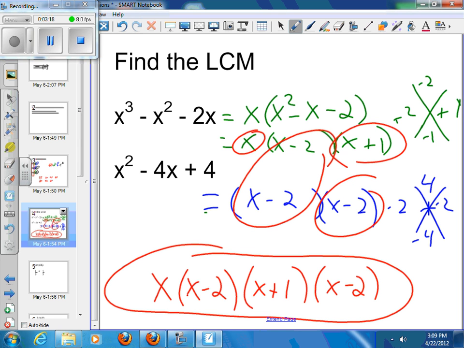Now I could multiply them all together, but I'm just going to leave them because where we're going, we're going to want them all multiplied or all divided out into their factors so we can work on reducing our fractions.